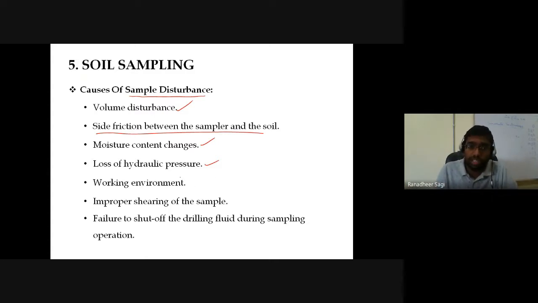It could also be because of your working environment, the way in which you are collecting your soil sample in that sampling tube. It could also be because of improper shearing of the soil sample while it is getting collected in your sampling tube, or it could be because of any other reason. But ultimately, if you cause disturbance to the soil skeleton structure, then that soil is to be called a disturbed soil sample.